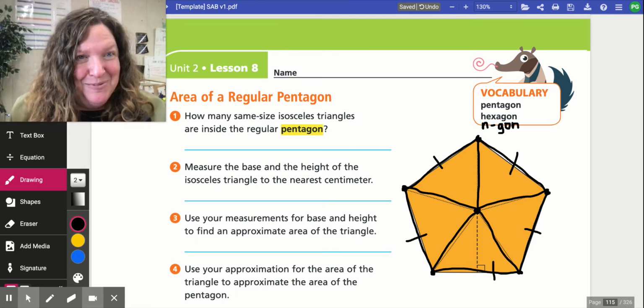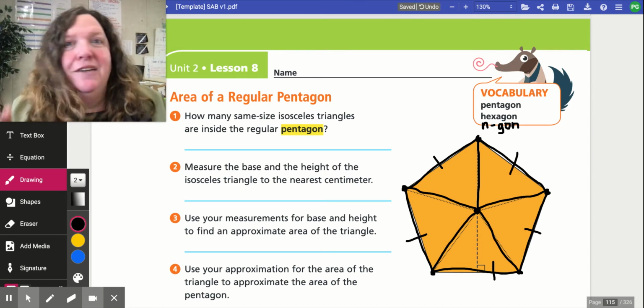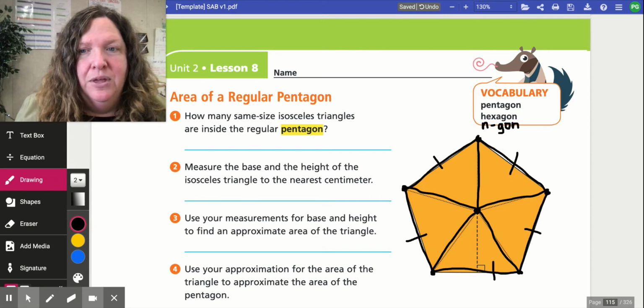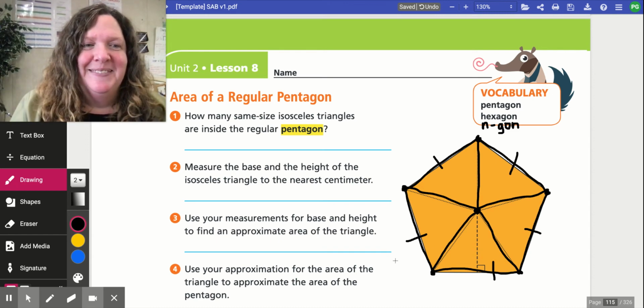Have you been doing that along with me in your book? If you have, you're in great shape. Keep going. If you haven't, pause the video. Do exactly what I just did right there. Draw that in your book and then come back.